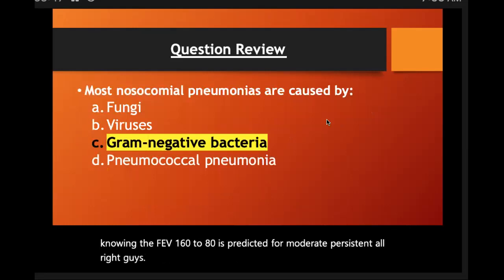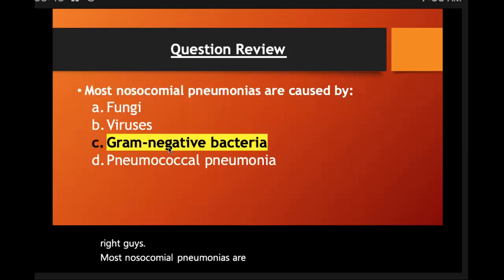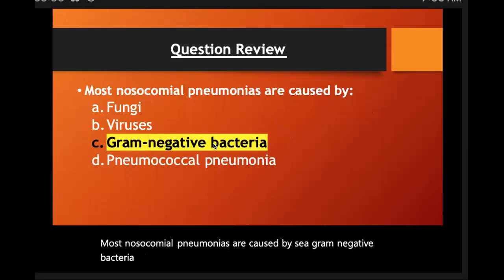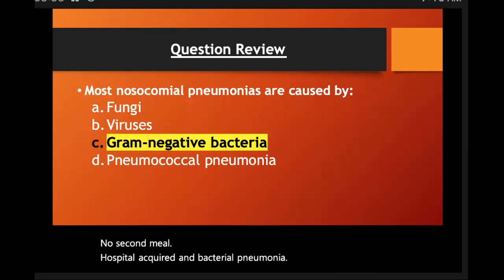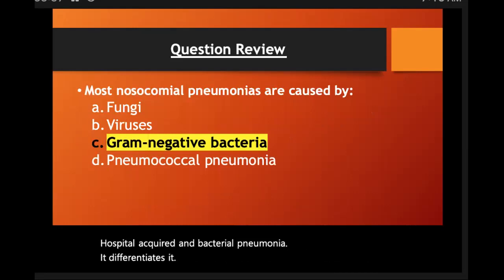Most nosocomial pneumonias are caused by gram-negative bacteria. All right. Again, it's a knowledge check question, page 378. You're going to look at nosocomial, hospital-acquired bacterial pneumonia. It differentiates it. So again, page 378, you're going to look at nosocomial bacterial pneumonia.